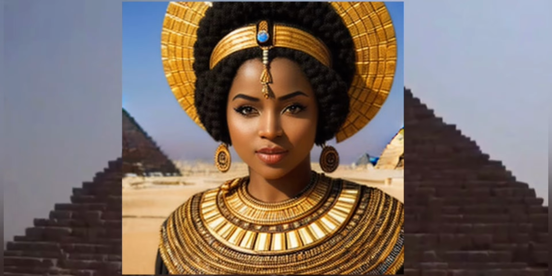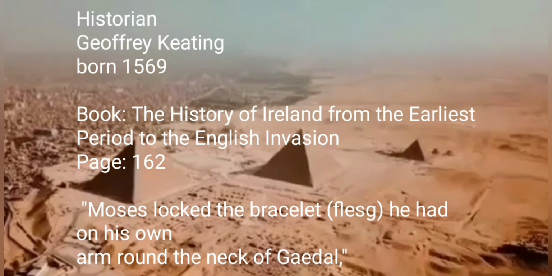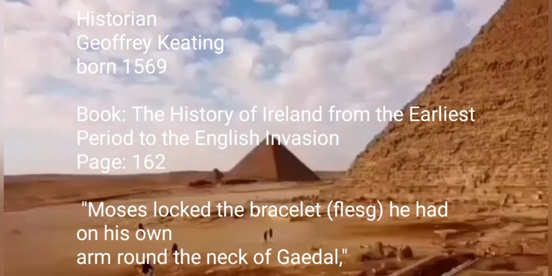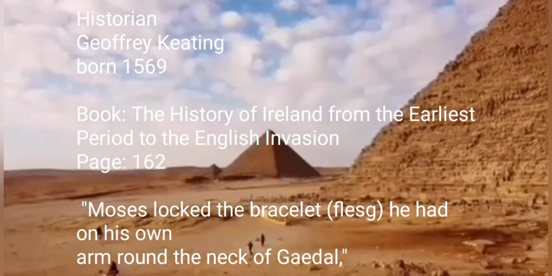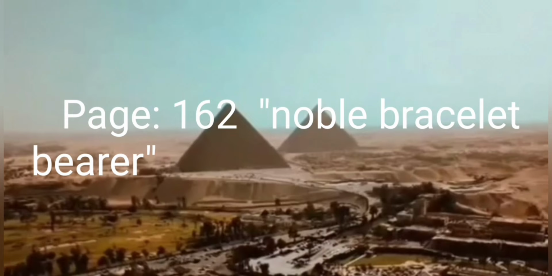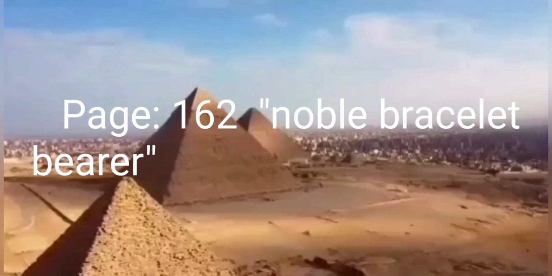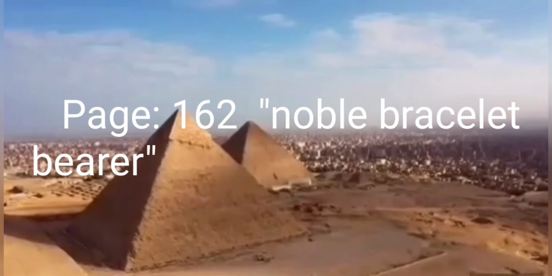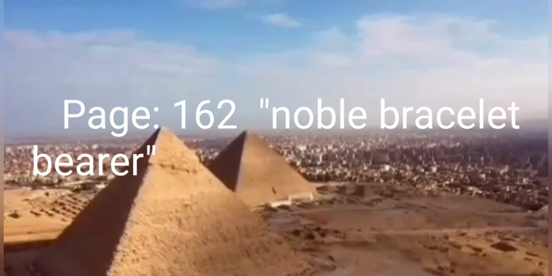So from this historian, we see that Moses also had a bracelet like Senemnet, and it's from the 1500s. This book here, this page 162, it says Moses locked the bracelet, and it says he had on his own arm round the neck of Gedal. So Moses also had a bracelet, and it says on 162, noble bracelet bearer. So if you look at this whole page and read this whole account, it does have to do with the snake. And Moses tells the person he gives the bracelet that there will be no poisonous creatures in the land that you go to. So there's a connection there.